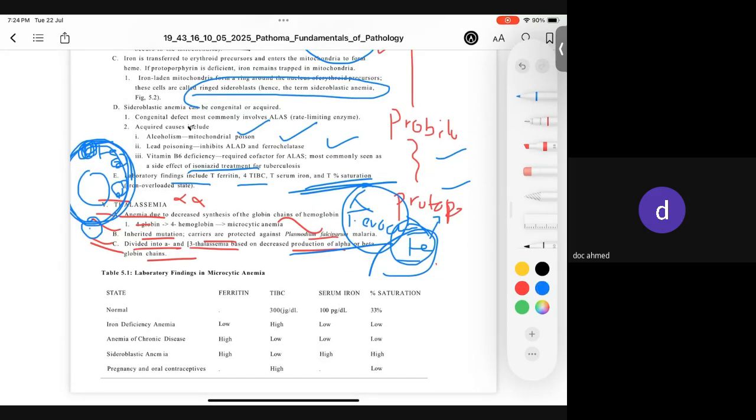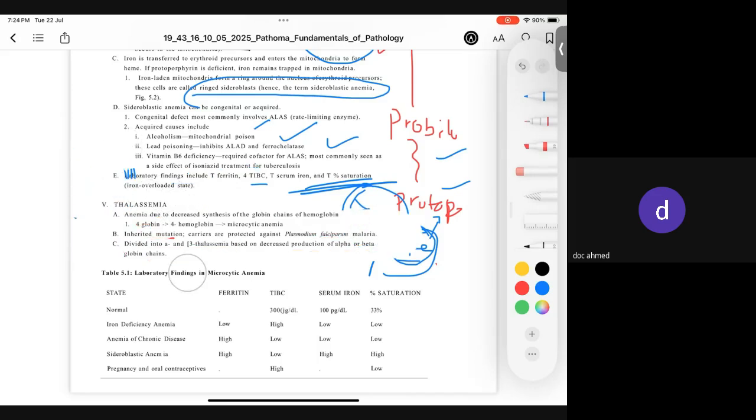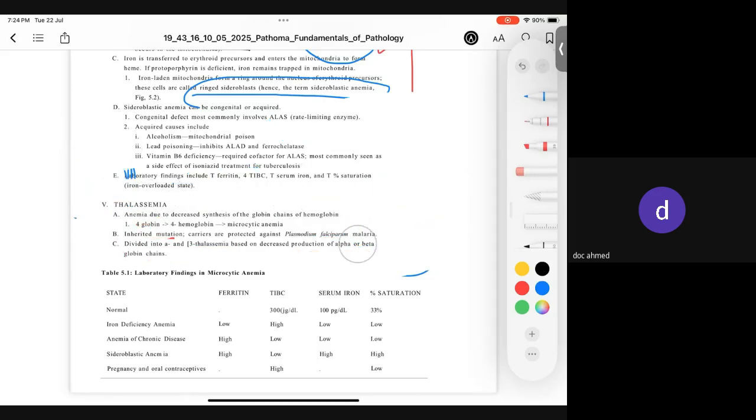Let's discuss our next topic, thalassemia, which is really important. Before discussing thalassemia, do you have any questions? Does metformin also cause microcytic anemia? It causes B12 deficiency, which does not cause microcytic anemia. Okay.